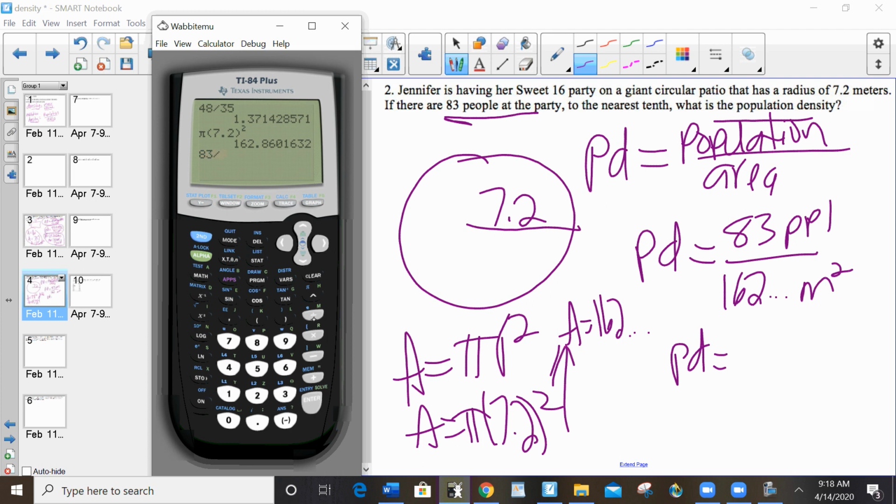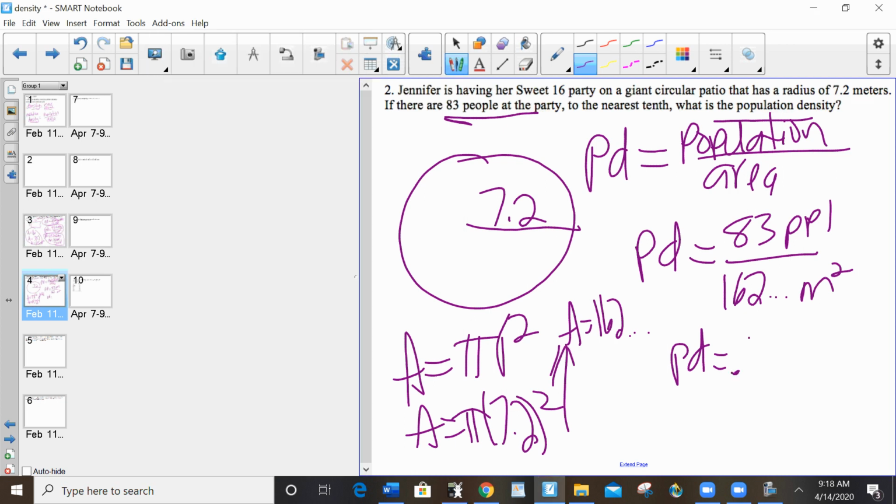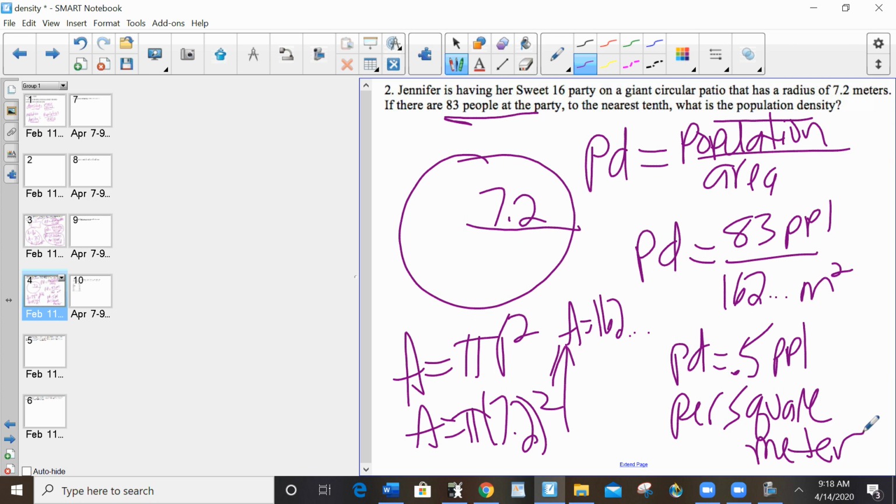83 divided by the second answer, to the nearest tenth, is 0.5 people per square meter. So what that means is, on average, every square meter of deck at this party, there's half a person there. So this is a lot more spread out than the chicken situation. The chickens were very much more tightly together. This one is a little bit more spread out. I guess Jennifer doesn't have that many friends that everyone's so tight together.